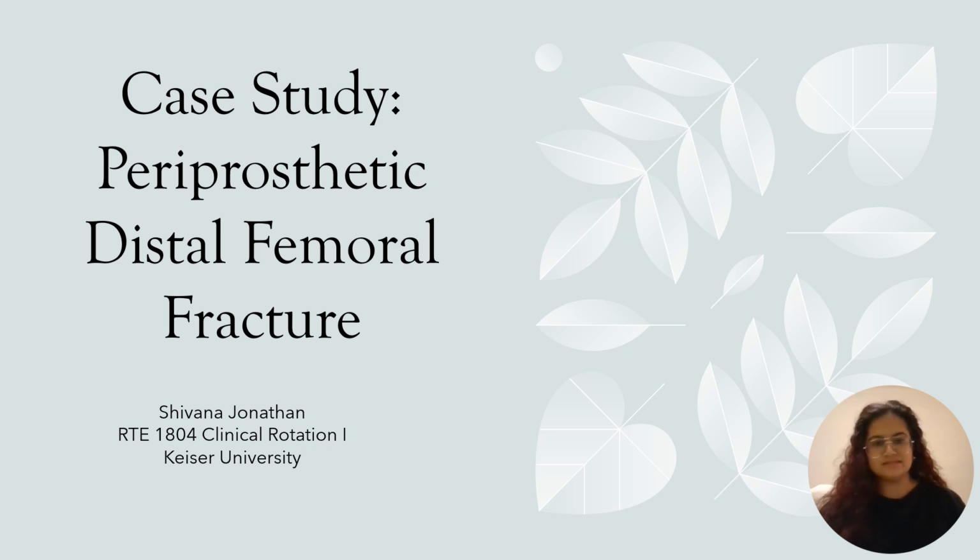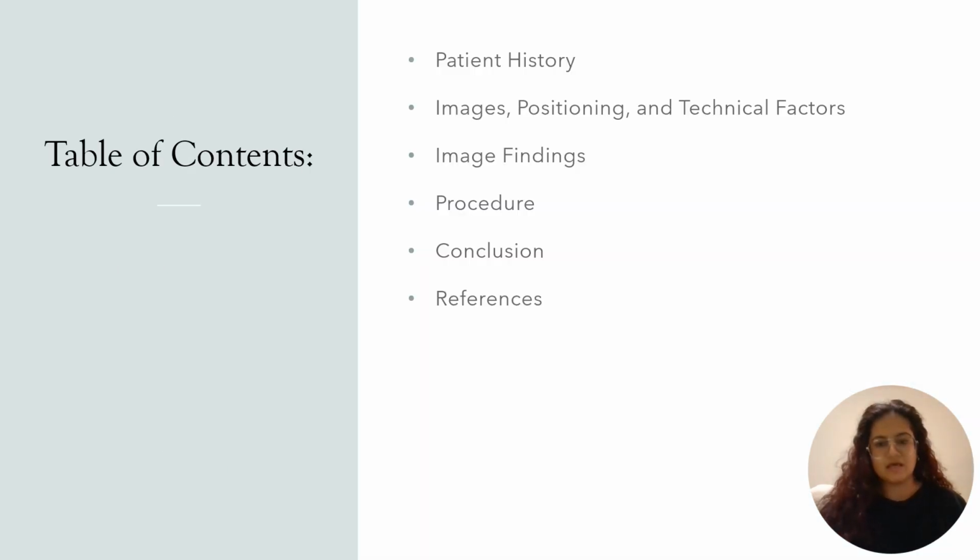This is my case study for Clinical Rotation 1 of RTE 1804 for Kaiser University. My case study today is about a periprosthetic distal femoral fracture. Through this case study, we will be discussing the patient history, images, positioning and technical factors, image findings, the procedure that was necessary for the patient, my conclusion, and the references.